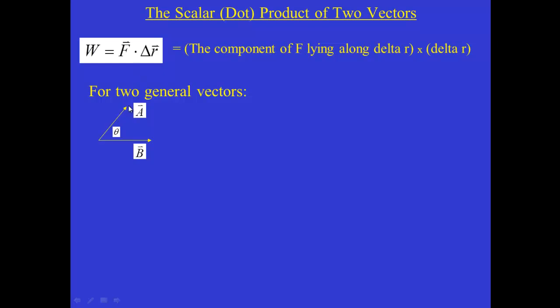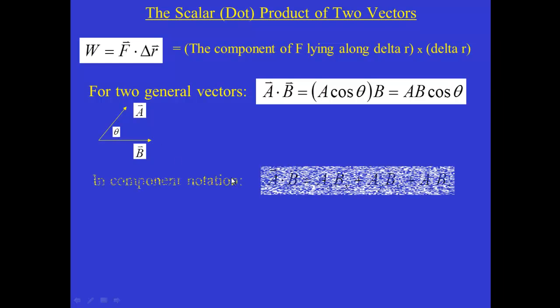So let's look at this for two general vectors, A and B. If we draw them tail to tail, and they are separated by an angle theta, then the dot product of the two, using this definition in words, is the component of A lying along B times the magnitude of B. And the component of A lying along B is A cosine theta. So this is A cosine theta times B, and usually we write it as AB cosine theta. So A and B are both vectors, but this dot product of the two vectors is a scalar quantity. It's not a vector, and it simply has the magnitudes of the two vectors times the cosine of the angle between them.